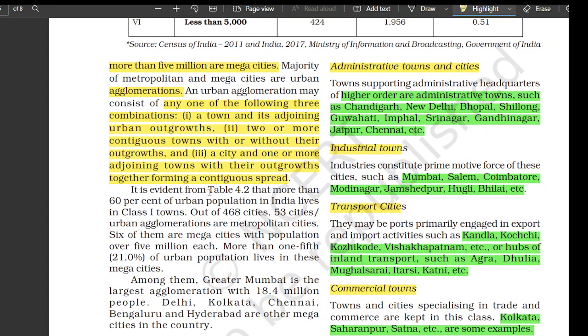It is evident from table 4.2 that more than 60% of the urban population in India lives in class 1 towns. Out of 468 cities, 53 cities, urban agglomerations, are metropolitan cities. 6 of them are megacities with a population over 5 million each. More than one fifth, 21%, of the urban population lives in these megacities.